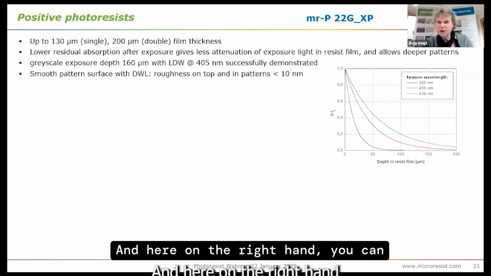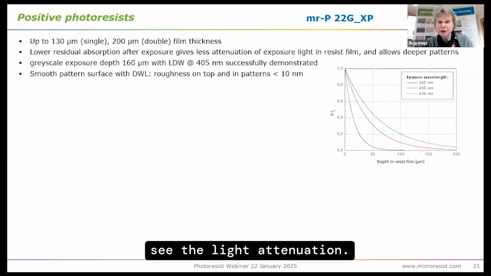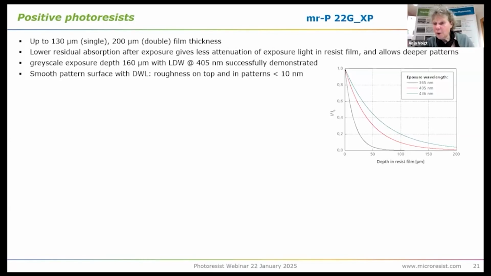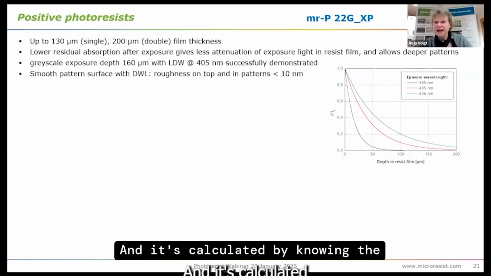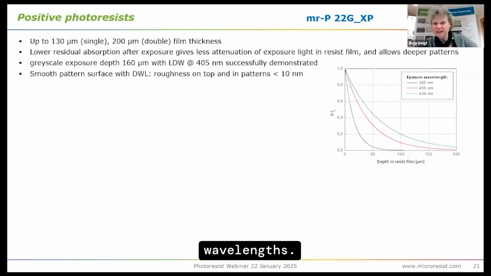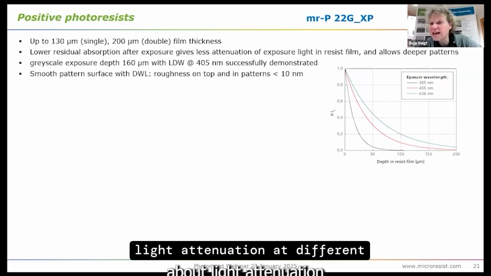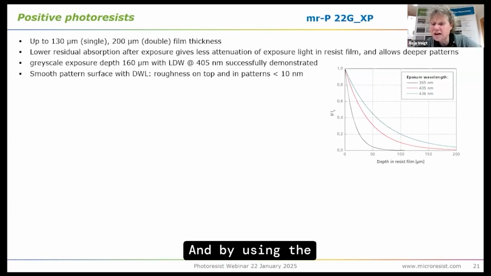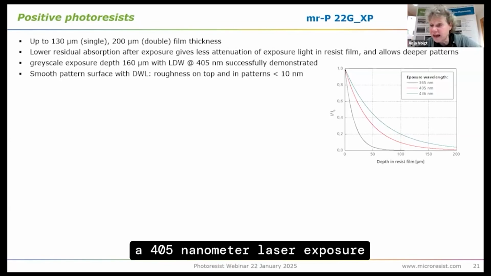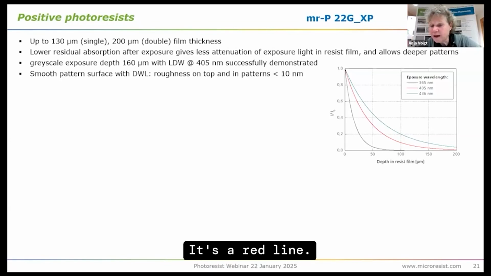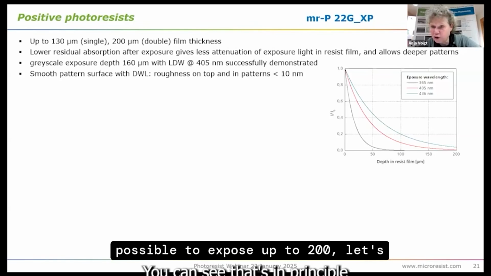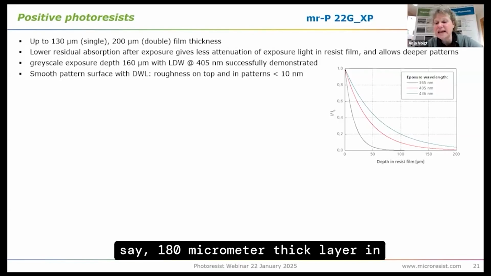And here on the right hand, you can see the light attenuation. It's calculated by knowing the absorption coefficient at certain wavelengths. And this gives you an idea about light attenuation at different wavelengths. By using a 405 nanometer laser exposure light, the red line, you can see that it's in principle possible to expose up to, let's say, 180 micrometer thick layer in depth.